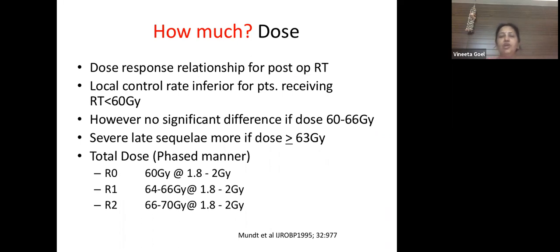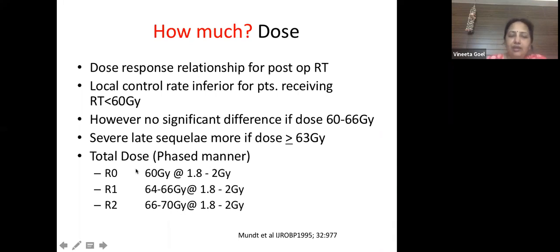So now I'll be talking about the doses of radiation therapy. When we look at the dose response relationship for postoperative radiation therapy in sarcoma, there are studies which have shown that the local control rates are inferior for patients who receive any dose less than 60 gray. But there is not much dose response relationship beyond 60 to 66 gray. And in fact, late sequelae increase much more as the dose escalates.